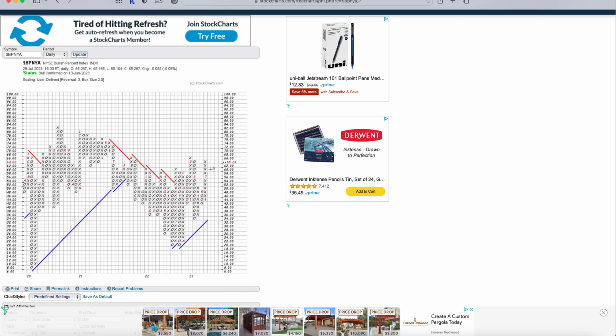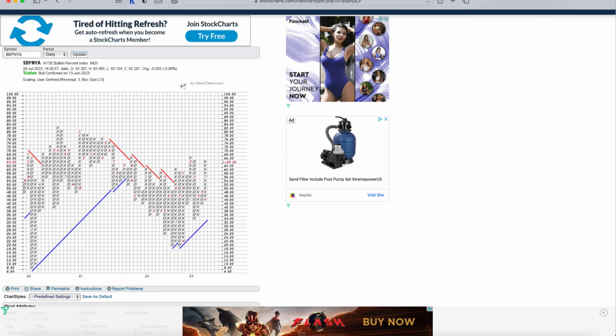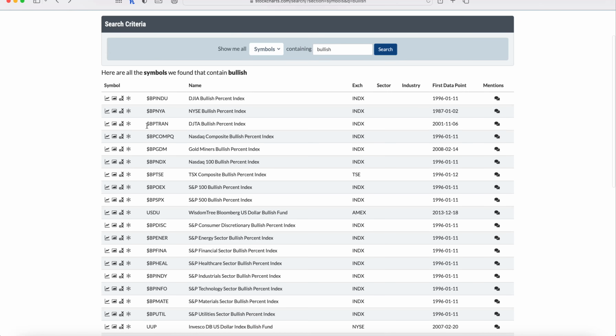And when this thing rolls over to a column of O's, that is weakness, even though it's still on a point and figure buy signal, until it puts in a point and figure sell signal, which can make major sell-offs in the markets. So the NYA is the broader market. Today it's down by 0.08%, which is hardly anything.